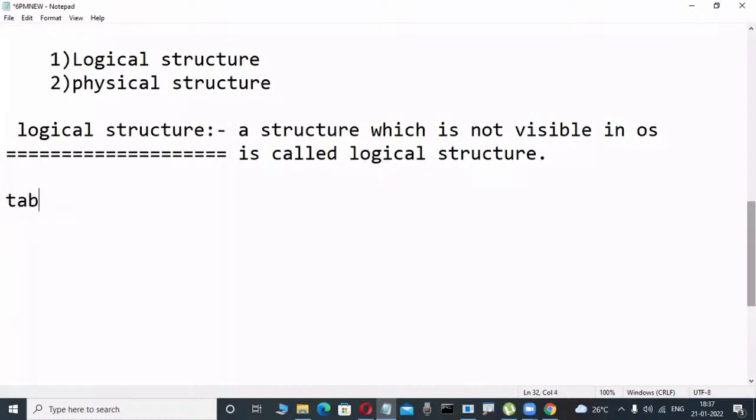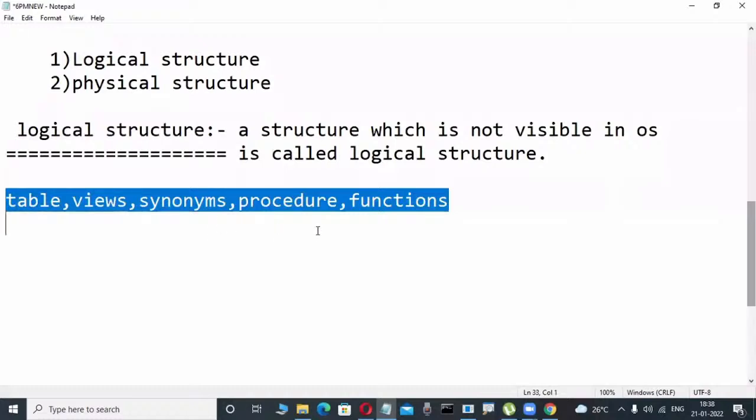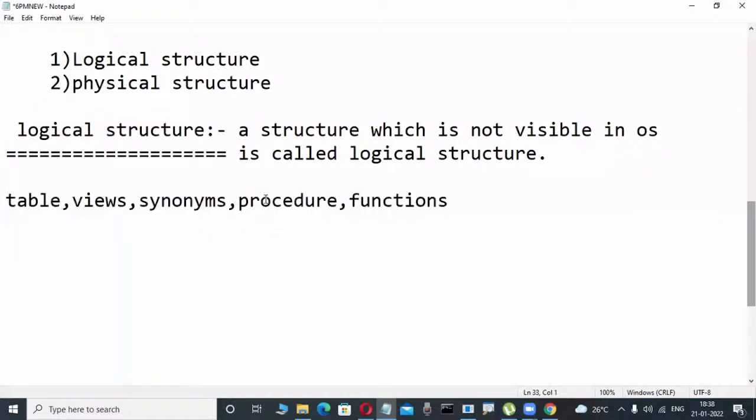That logical structure contains tables, which are there in Oracle, SQL Server, MySQL also. Views are there, synonyms are there, indexes are there. These are all database objects. So many things are there: procedures, functions, triggers, packages. These are all logical structure. That is not visible in the operating system. Whatever objects we are learning in our courses are not present in the operating system.